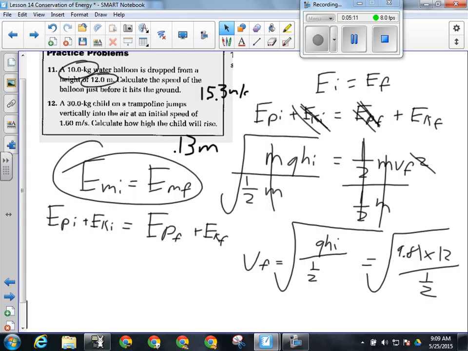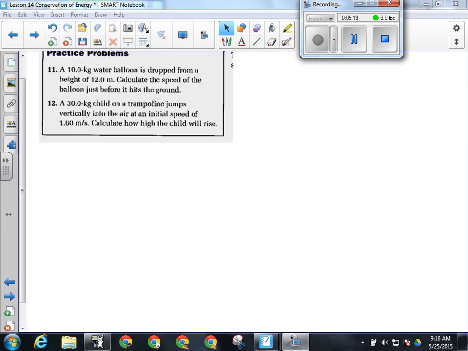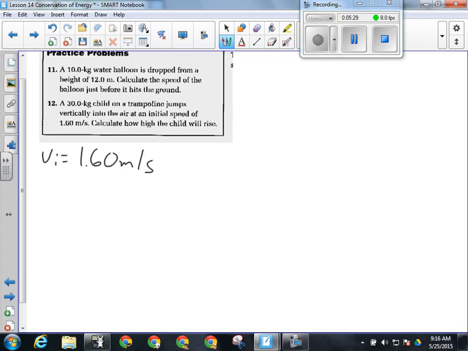Alright, so on this one I've got a 30-kilogram child on the trampoline who jumps vertically into the air at an initial speed of 1.6 meters per second. So we know already Vi is 1.60 meters per second. Calculate how high the child will rise. So I'm looking for h final.